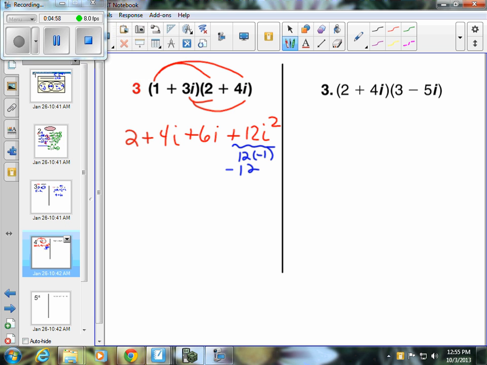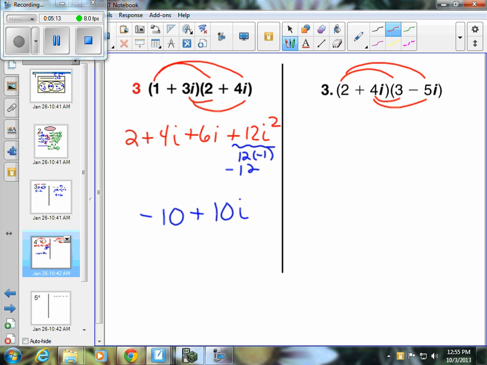Maybe you remember that from last year. So when we put our like terms together, it'll just be something that can go together with the 2. So that would be negative 10 plus 10i. So just remember that i squared is negative 1. That really helps. Okay, let's FOIL one more just to be sure you're okay.